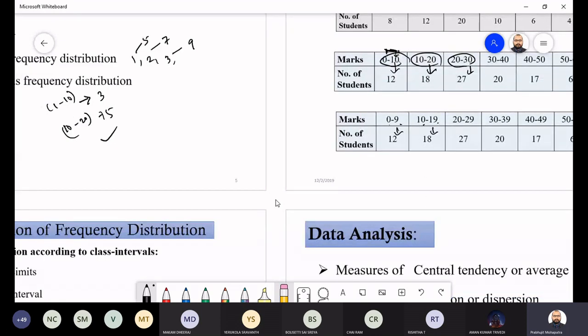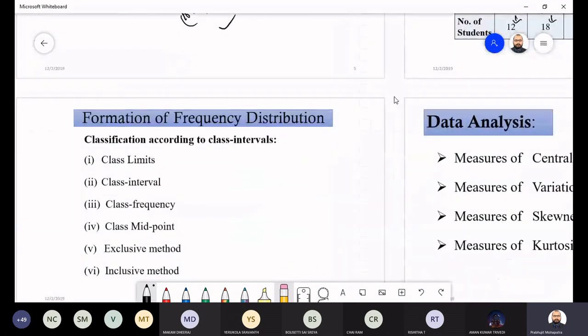Okay, this is called the limit. Like 10 units we are having. Class interval, and that interval is that different. And class limit, lower limit, upper limit. Class frequency, that is how many times repeating. Class midpoint is nothing but the middle point. And exclusive method, inclusive method. Inclusive method means it is adding, exclusive means it is not adding.